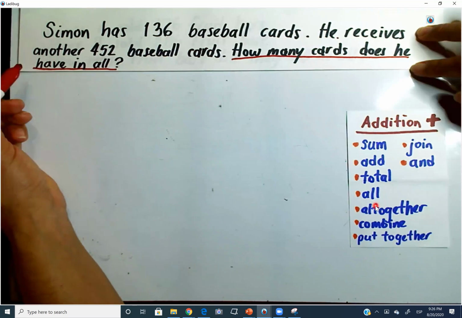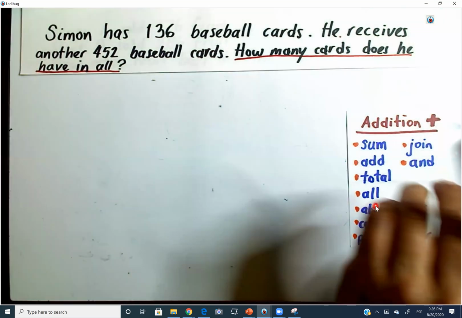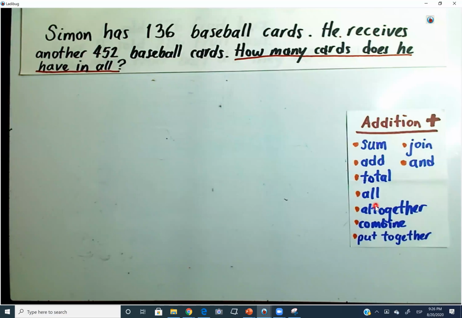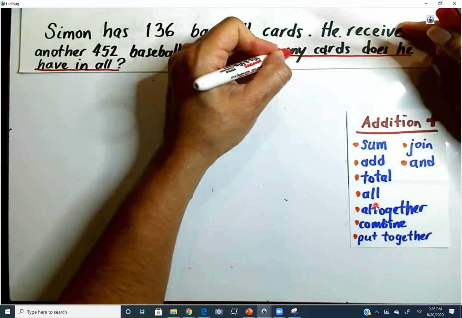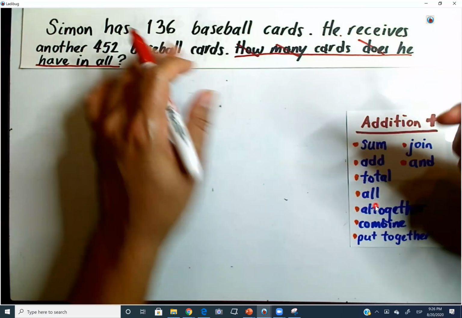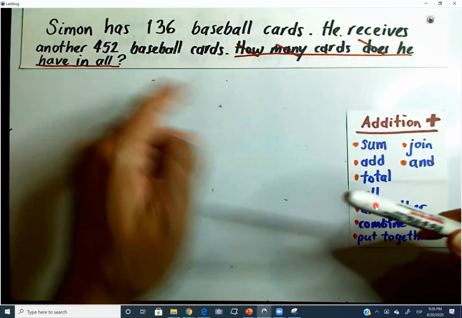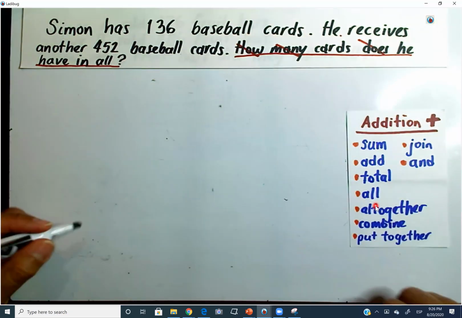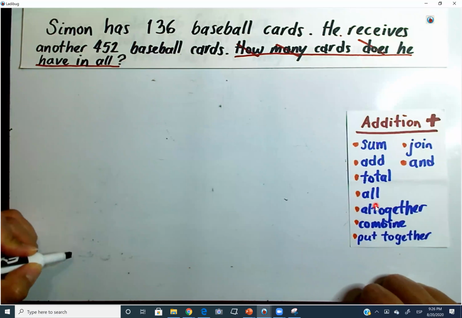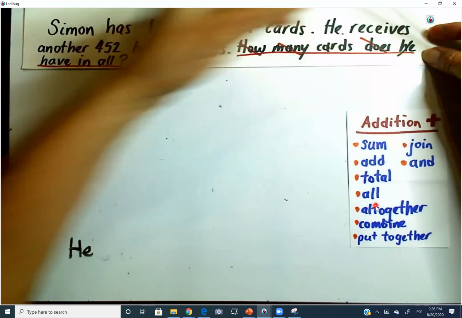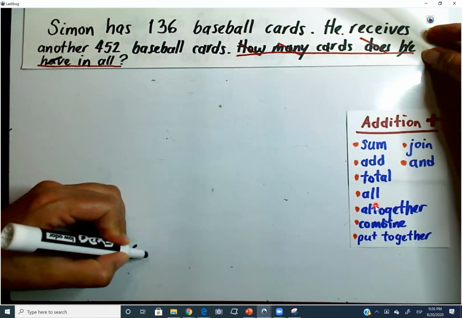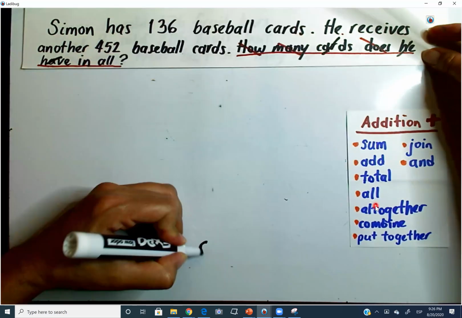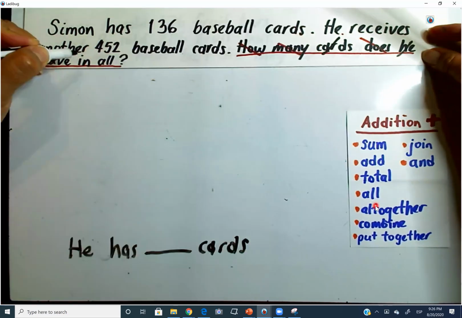Now we're going to read the question again, and this time we're going to start by writing the answer statement. We are going to cross out the question words, how many, and the auxiliary verb does, and using cards he has in all, we're going to write the sentence, the answer statement. So I'm going to say he, because we have he here, has blank cards in all.